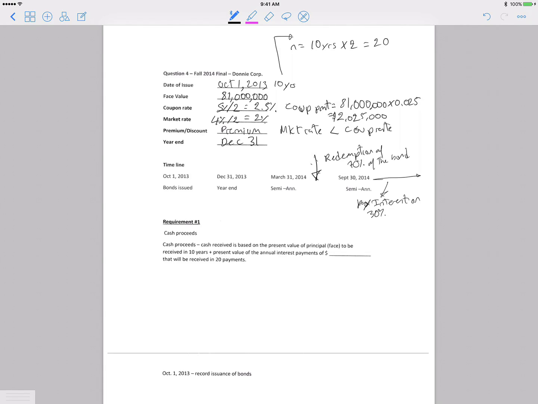So let's start requirement 1. Let's read it. We've been asked to calculate the cash proceeds received when the bonds are issued. The cash proceed is based on the present value of the principal to be received in 10 years for the investors, plus the present value of the interest payment that will be received in 20 payments. In this case, it's not annual, since we said it's semi-annual. And this is the amount of the cash payment that investors are going to receive each 6 months.